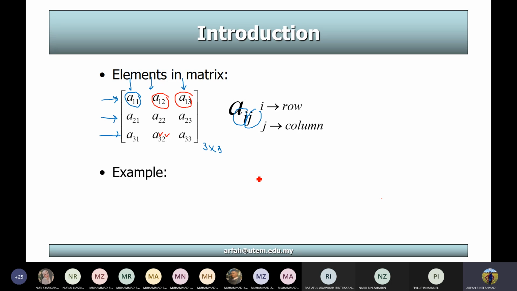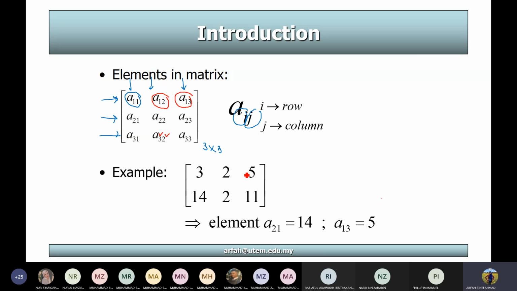Okay. So for example, you have this one. What will be the order of this matrix for this example? 2 times 3. Okay, that's very good of you. Because it has 2 rows times 3 columns. That is why the order of this matrix is 2 times 3. And then element A21 means the element located at the second row, first column. So this one, second row, first column. So it will be this one, 14. So A21 equals 14.